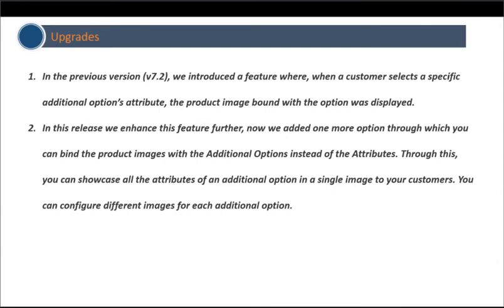In this release, we added one more option through which you can bind the product images with the additional options, instead of the attributes. Through this, you can showcase all the attributes of an additional option in a single image to your customers. You can configure different images for each additional option.